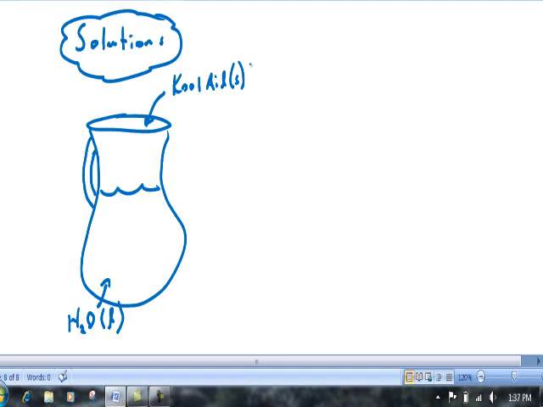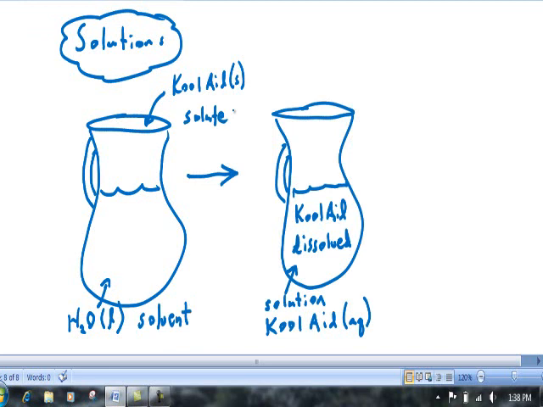In this scenario, we have liquid water, which we'll identify as our solvent, and we're going to take some powdered Kool-Aid, Kool-Aid solid, and that's going to be our solute that we add to make our solution. When we mix the solid Kool-Aid into the water, we're taking a solute and dissolving it into the solvent. This then creates for us a solution of Kool-Aid, where we now have the Kool-Aid dissolved in the solvent. This would be an aqueous solution of Kool-Aid.